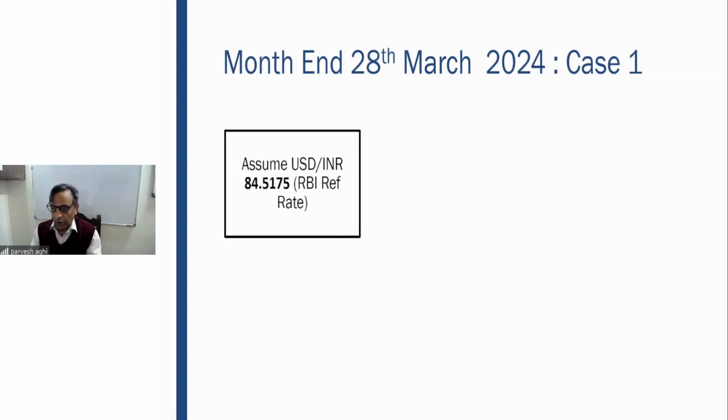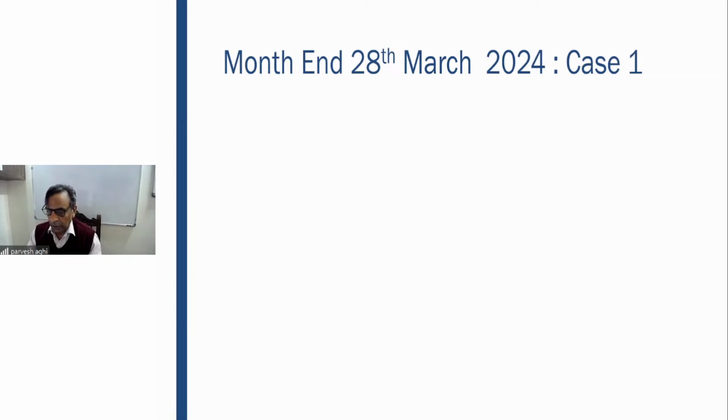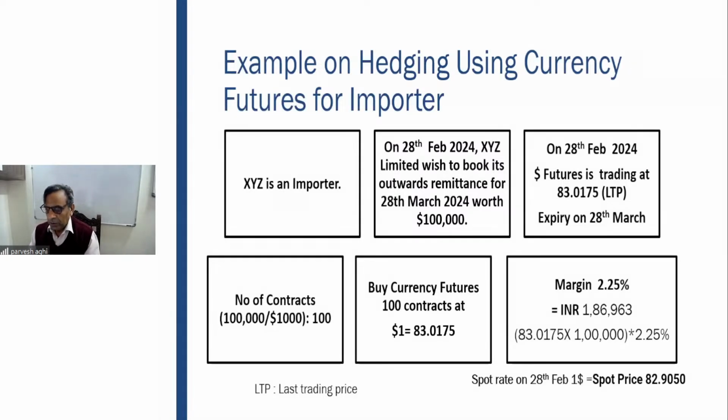Since I have bought the dollars at a lower rate, if I place an order, I have placed the order at 83.01. So that means I have bought dollars at this rate from someone. Till 28th of March, I have a window to buy the dollars at 83. So I have entered into a contract to buy dollars at 83.0175.